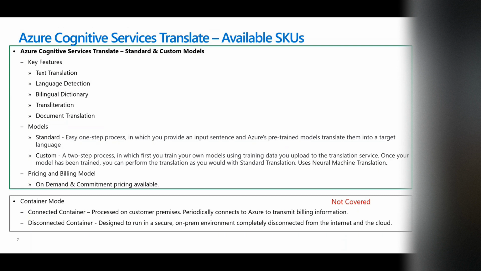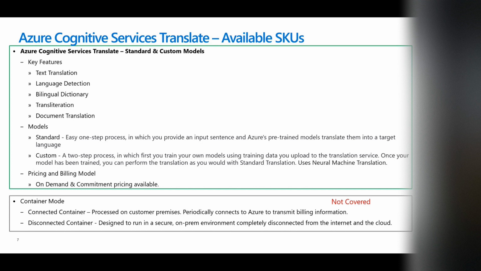And these are the available SKUs. Just keep in mind that there is a free tier, just like with most of the cognitive services, that you can use for testing and just learning about the service. And then there are different paid tiers at different levels. There is also a container-based tier, so you can have that capability in a container and run it locally, and we are not going to be covering that in this one.